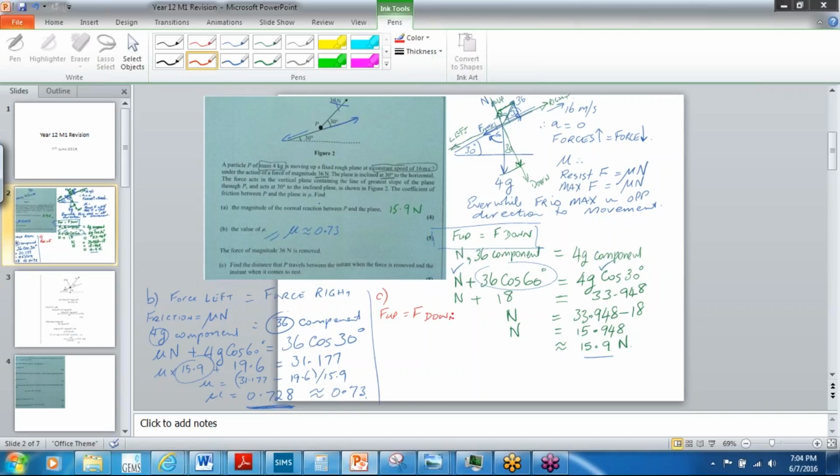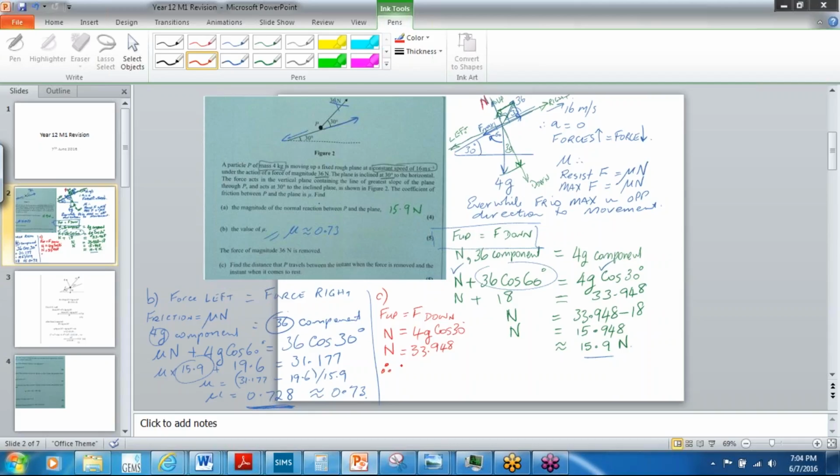So let's just have a look at what happens to our N. Once we remove that force, our N changes. And when our N changes, so does our friction force, because friction is calculated by multiplying mu times N. So our force up N will equal the force down 4g cos 30. Therefore, as soon as the force is taken away, our new normal becomes 33.948. That's our new normal reaction between the P and the plane when the force is removed.